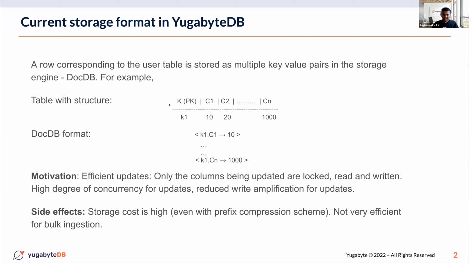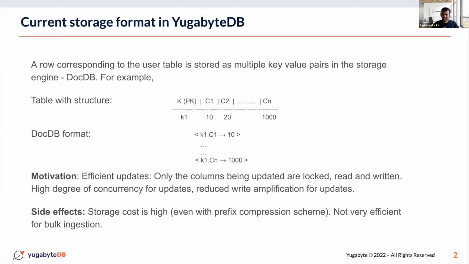For example, let's take a table with one key column, K, which is the primary key, and N non-key columns, C1, C2, and so on, all the way to Cn. Consider an example row with primary key K1, column 1 is 10, column 2 is 20, and so on, column N is 1000. In DocDB, we store this as key value pairs corresponding to the combination of the primary key and every non-key column. It translates into n key value pairs: K1, C1 with the value 10, K1, C2 with the value 20, and so on to K1, Cn with value 1000. So this is the current storage format in Yugabyte.